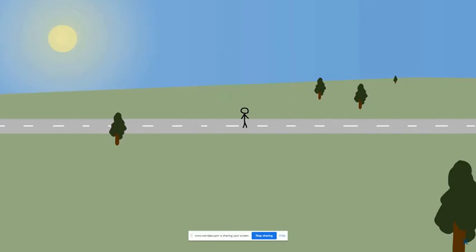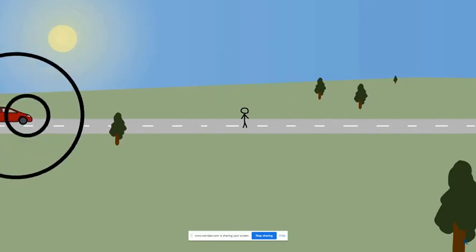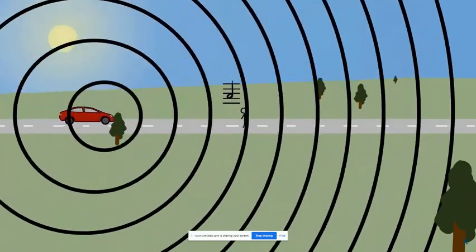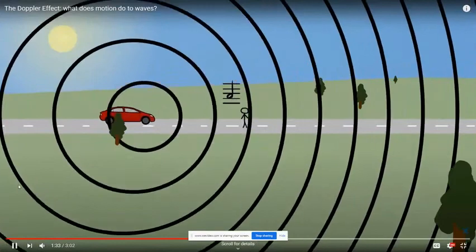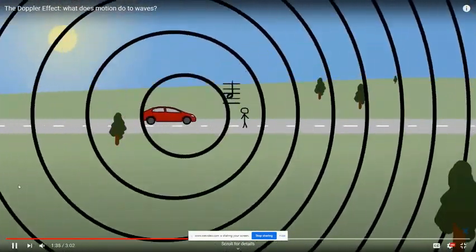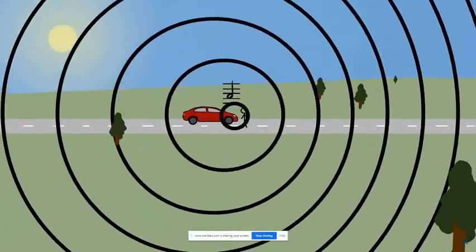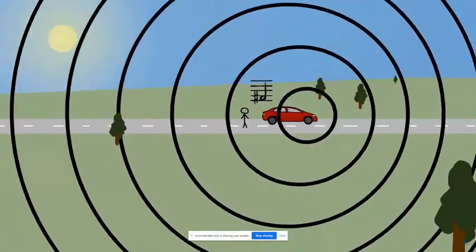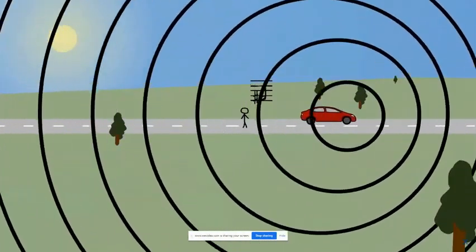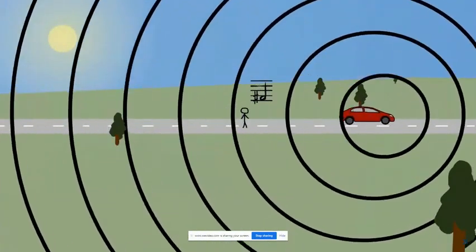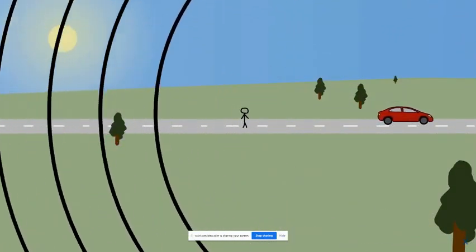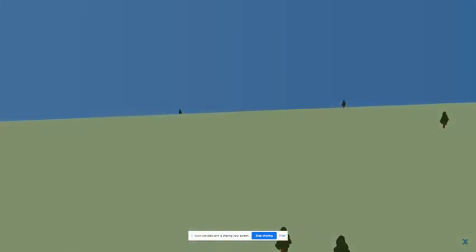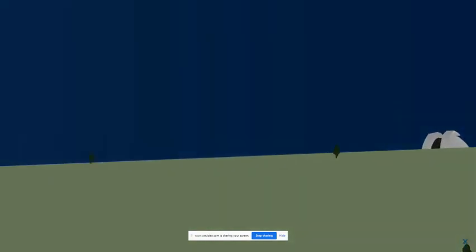So what's going on? As the vehicle's coming towards you, the sound waves that it's emitting bunch up, and so are delivered to you at a higher frequency, which you interpret as a higher pitch, because the frequency of sound waves is pitch. And then when the vehicle passes you and is moving away from you, the sound waves spread out, and so you hear them at a lower frequency, a lower pitch. So that's how the Doppler effect works with sound. It also affects another kind of wave, light.